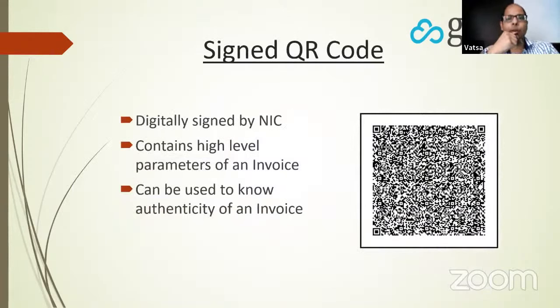So the signed QR code contains lots of details about the invoice, like the invoice number, date, generation date, and so on. If you are printing the invoice, you should print the invoice with the QR code. Using the QR code, the government has provided an application. Anybody can scan the application and they will be able to verify that this is a valid e-invoice.